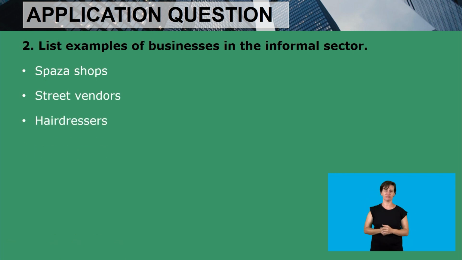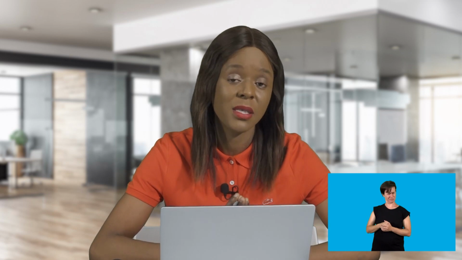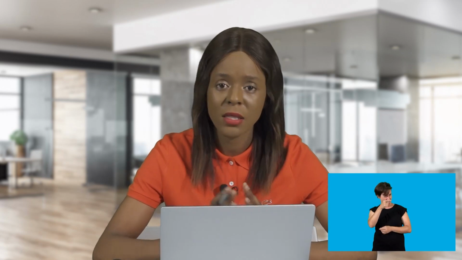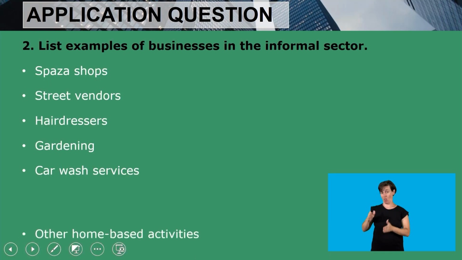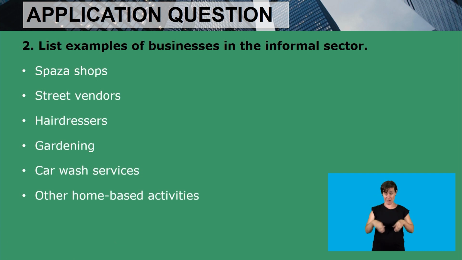Our hairdressers. Yes, I know some of you will be asking questions to say, but we do have some hairdressers that are registered, stuff like that. Yes, we do have those, but here we are referring to those which are unregistered with the CIPC and do not pay tax. So you find even hairdressers under the informal sector. Gardening services, you find them under informal sector as part of the examples of those businesses that do not pay tax, part of examples of businesses that are not registered. Then car wash services. Our car wash services also fall under the informal sector, as well as other home-based activities.